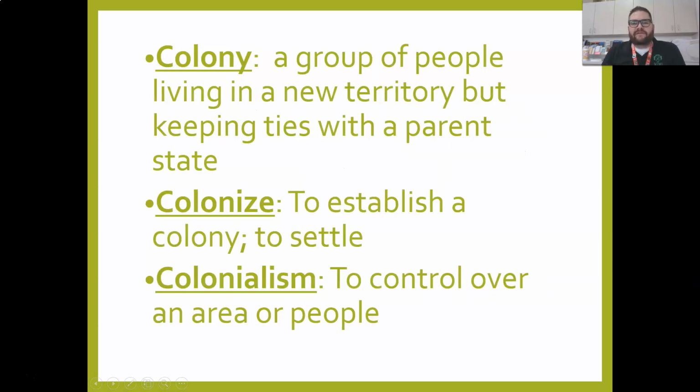But we need to start by defining some words that we'll be using a lot. And so the first word that we're going to define is colony. So a colony is a group of people living in a new territory but keeping ties with a parent state or country. So basically, if the Spanish set up a colony, they would have a whole bunch of people from Spain come to a new territory and establish a colony, but they would still follow the laws of Spain. They would still have the same rights as people living in Spain.